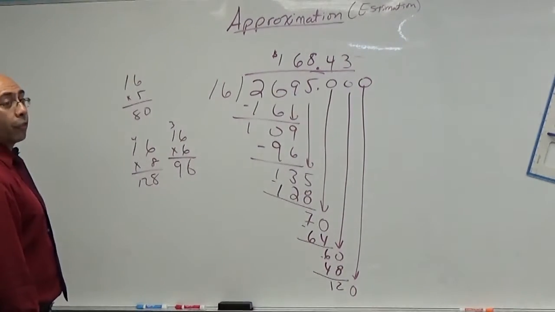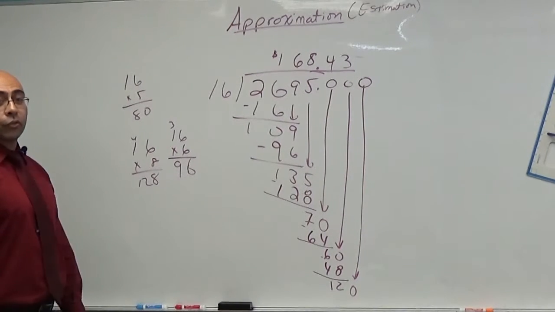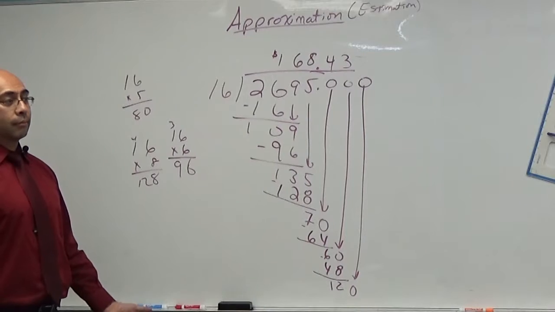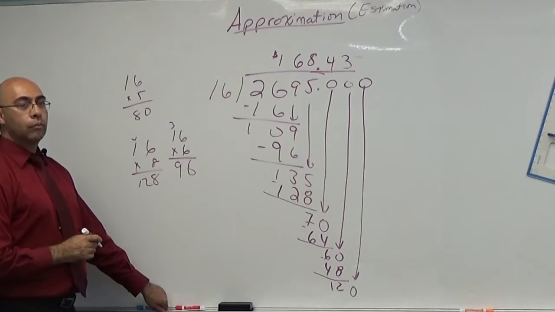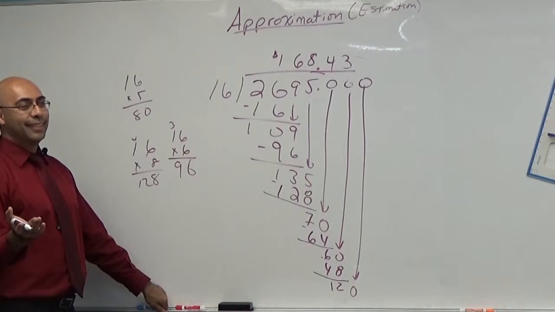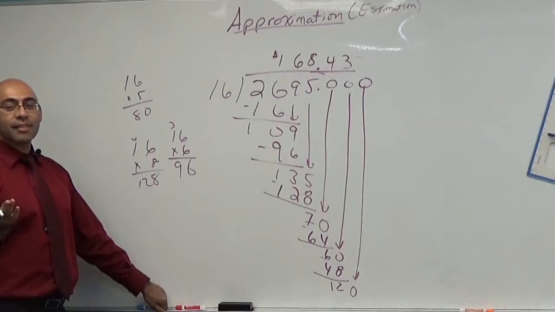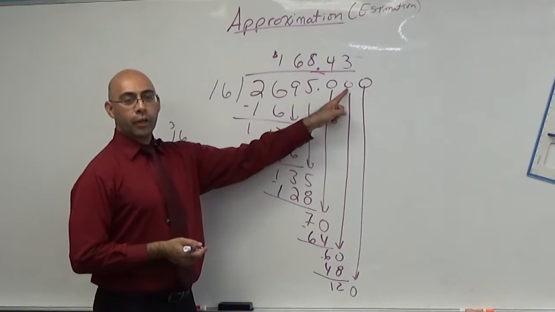I'm going to be going on forever and ever and ever. Now, when it deals with money, we don't want to go on forever. Why don't we go on forever when it deals with money? So how low can we go? All the way to the cents. I can only go up to the penny. And that would be over here.